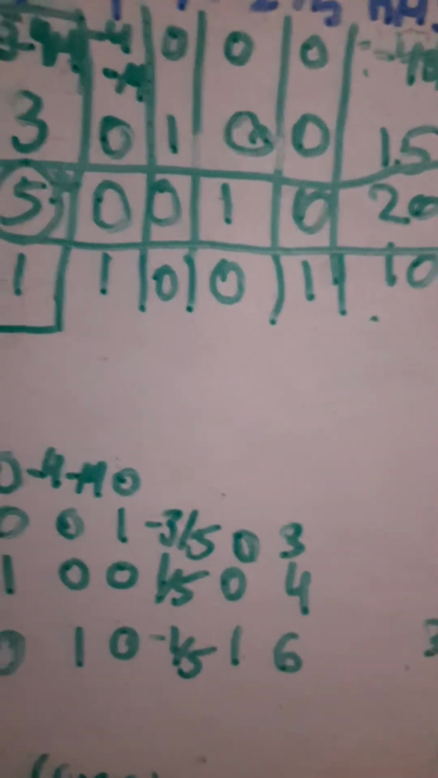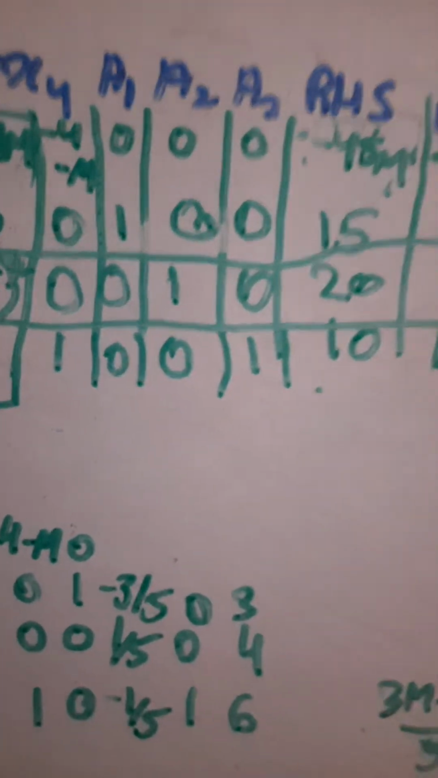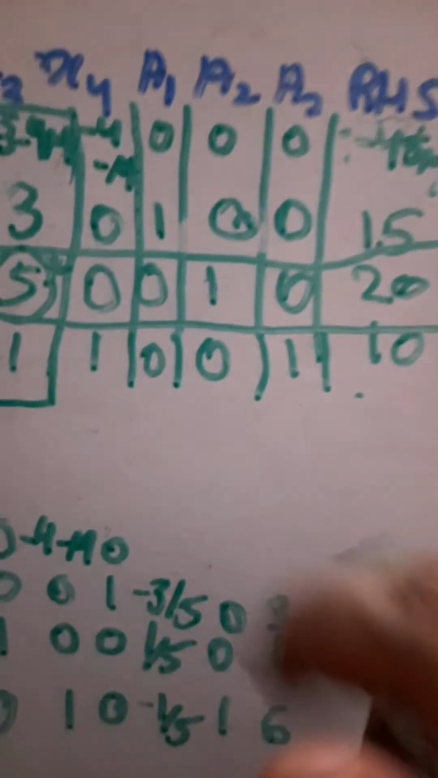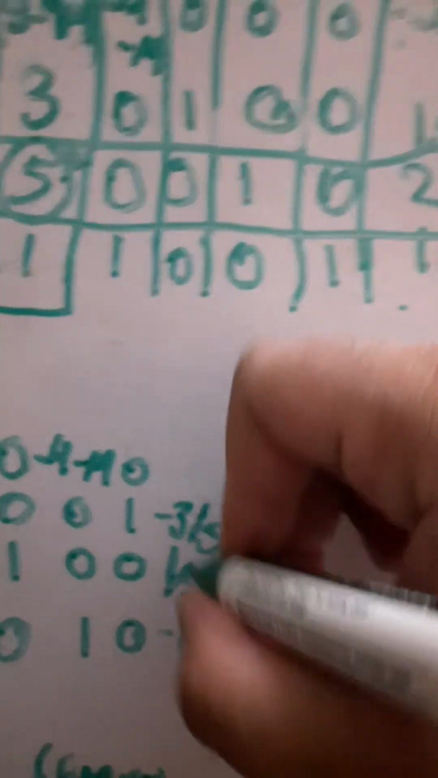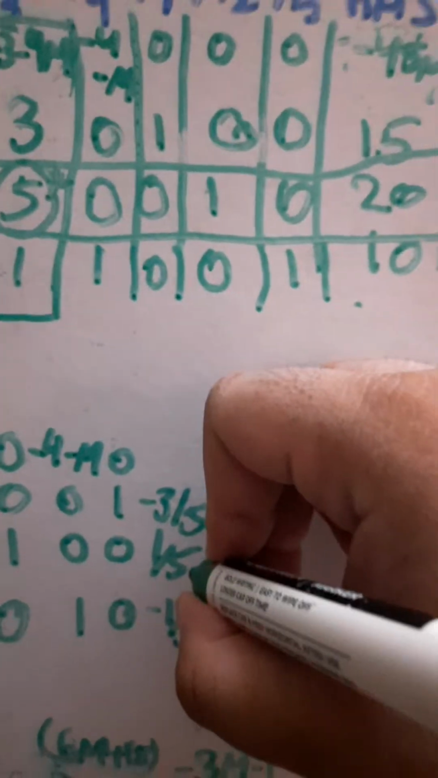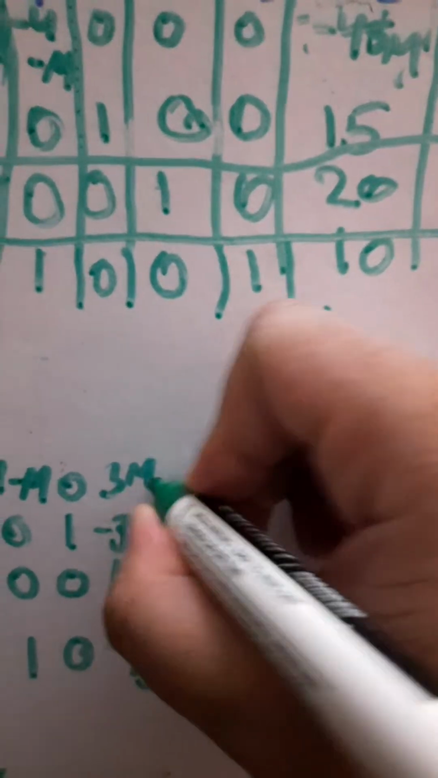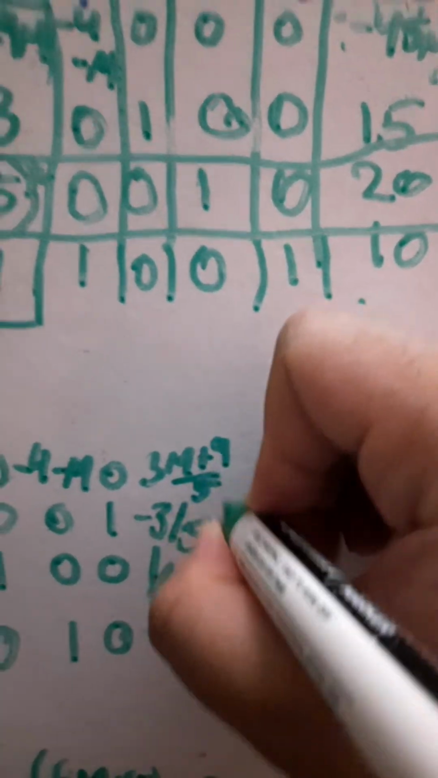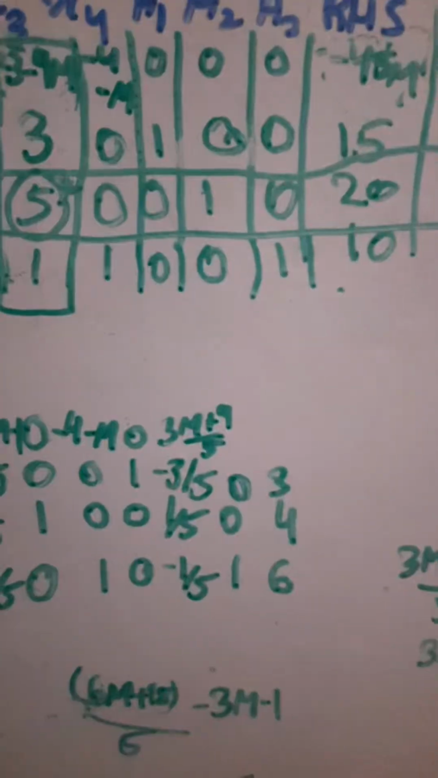So 3m plus 9 by 5, plus 0. Here it is 0. Okay. 0 plus 3m plus 9 by 5. Here it is 3m plus 9 by 5. Okay, 1 by 5 into 3m plus 9 would be 3m plus 9 by 5. And anything added to 0 would be the same. So we add 3m plus 9 by 5 to 0, so it would remain the same, 3m plus 9 by 5.